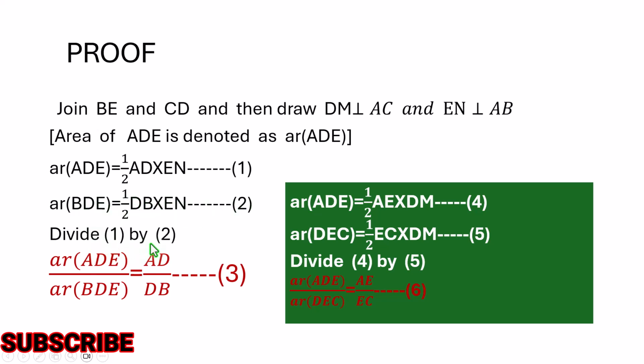Divide equation 1 by 2. Area of ADE by area of BDE is equal to half into AD into EN by half into BD into EN. EN cancels, half cancels, then AD by DB. This is equation 3.